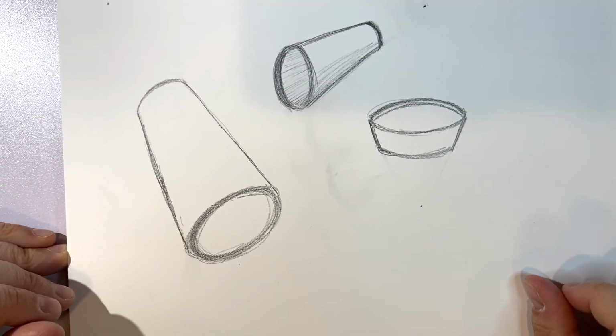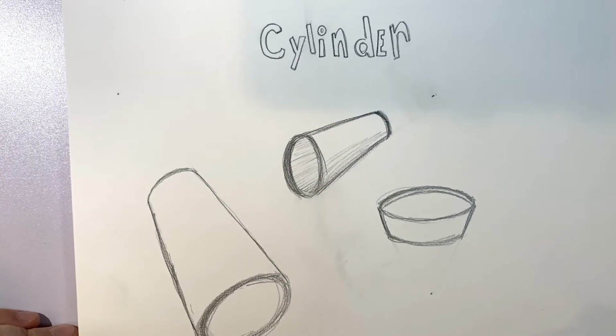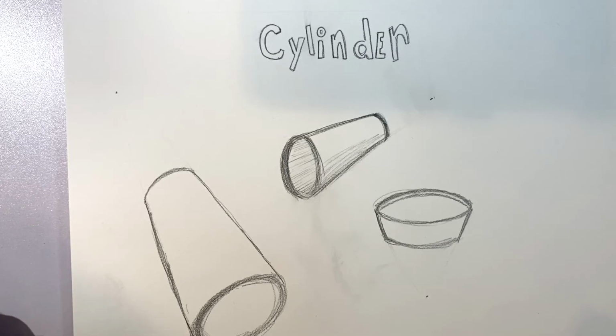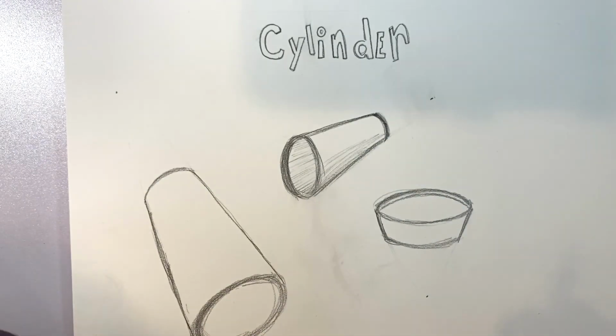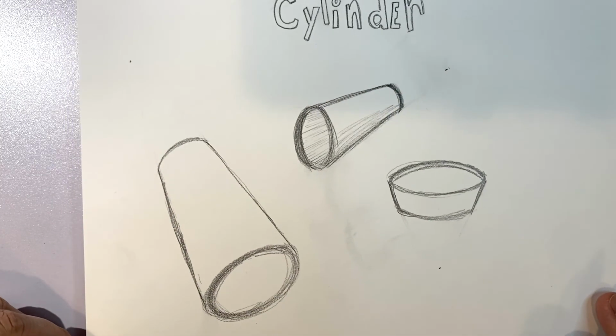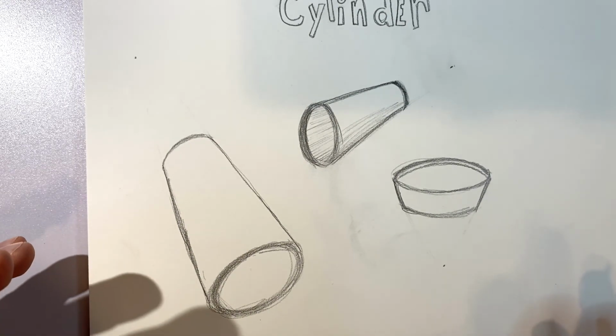So what I want you guys to get is that you can draw cylinders going all different ways, and you can change it around just by putting your vanishing point. We have our vanishing points in different directions. So when you draw a cylinder, just like when you draw a cube, think about your vanishing point and think about what direction your cylinder is facing.